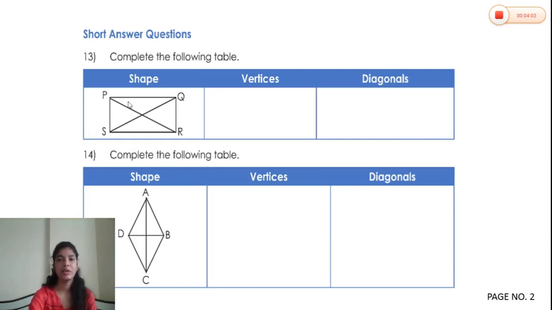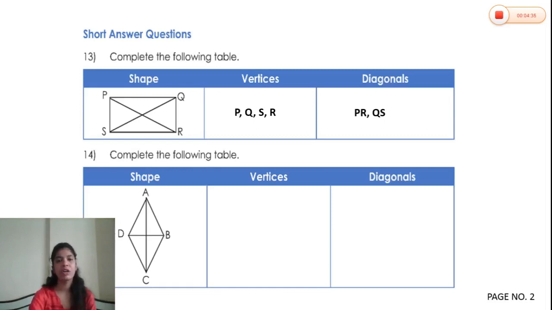Let us see the vertices first. Here you can see the corner points are the vertices. So what are the corner points? Point P, point Q, point R and point S. So our vertices are PQRS. Now diagonals. Here you can see P meets R and Q meets S. So our diagonals are PR and QS.